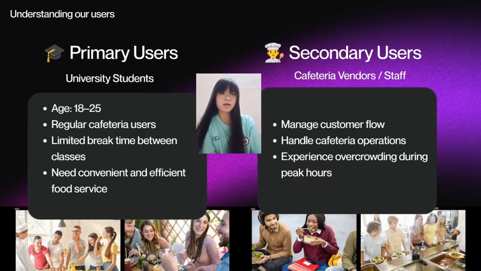To solve the problem efficiently, we first needed to understand our users. Our primary users are university students, especially those between 18 and 25 years old who regularly use campus cafeterias. These students usually have limited break time between classes, so convenience and time efficiency are important to them. We also consider cafeteria vendors and staff as our secondary users. They are responsible for managing customer flow and cafeteria operations, especially during busy periods.